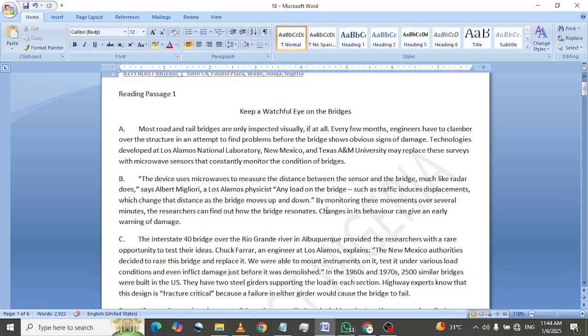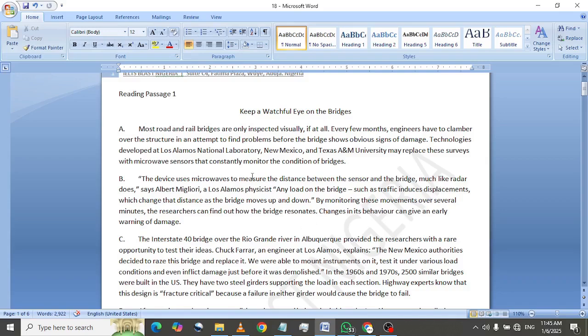Now, matching information to paragraph, I will say it is the opposite of matching headings. The reason why I say that is that you have to look for the information in the paragraph, and where you find the information, the letter attached to that paragraph is your answer.